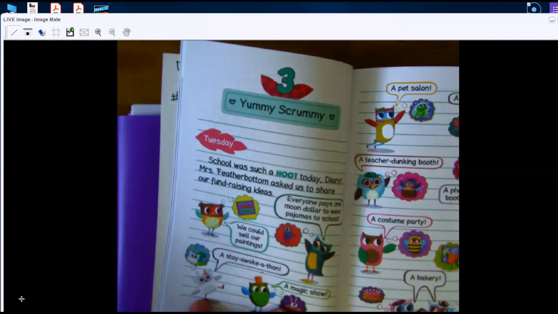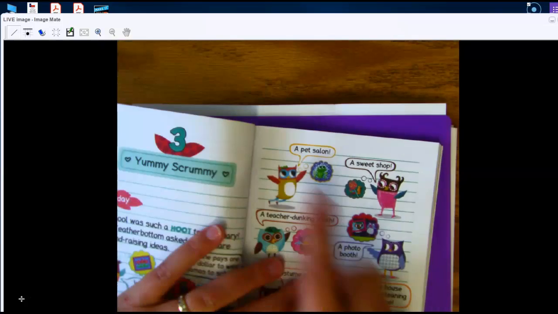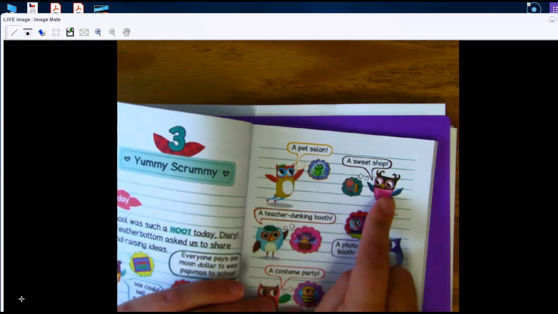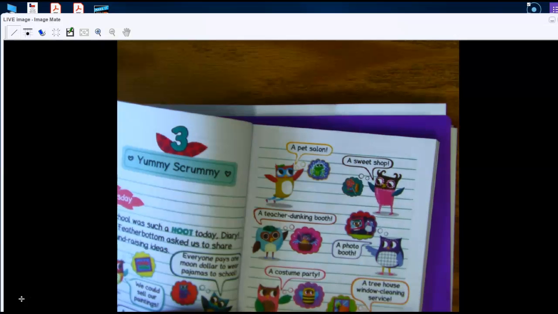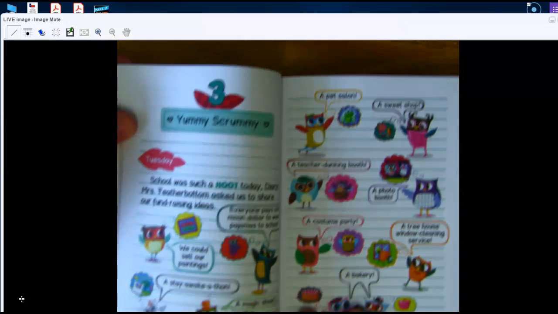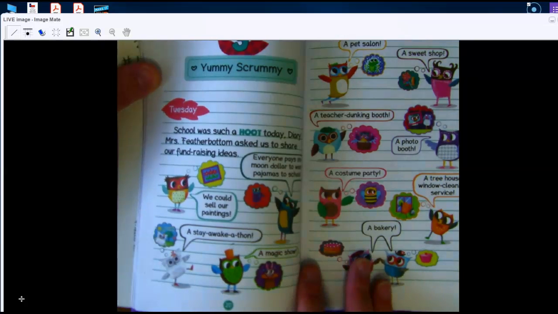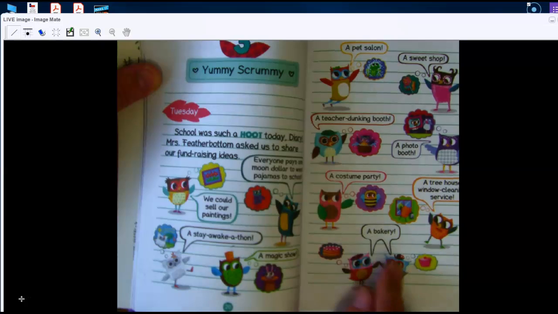This one points here: a stay-awake-a-thon, a magic show, a pet salon, a sweet shop, a teacher dunking booth, a photo booth, a costume party, a treehouse window cleaning service, a bakery. So these are different owls saying different things. It doesn't say they said a bakery because it's pointing to them. So we know who it is that's saying it.